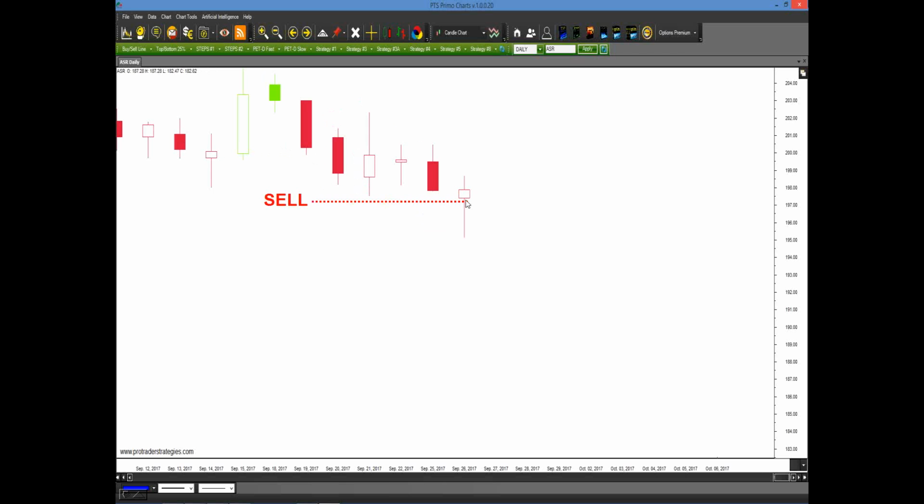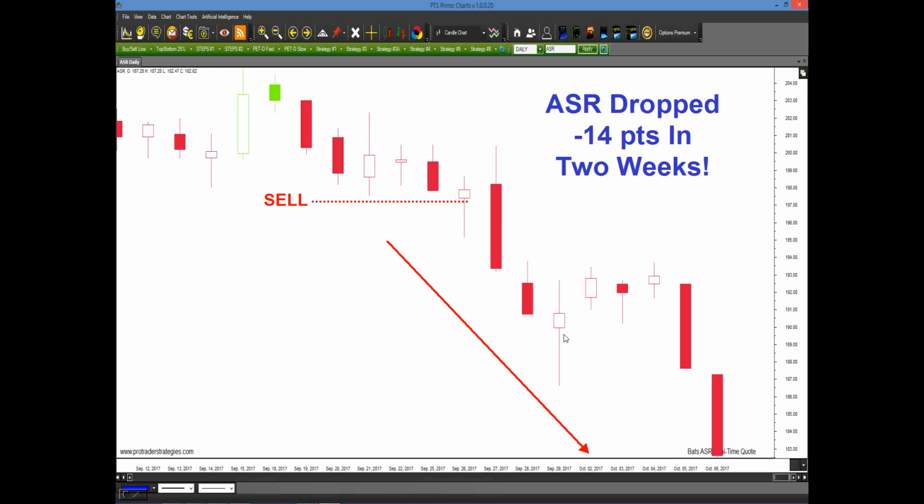This was just a few weeks ago in September. ASR dropped 14 points in 2 weeks. Did we know it was going to drop that far and that quickly? No, we're just following the market.